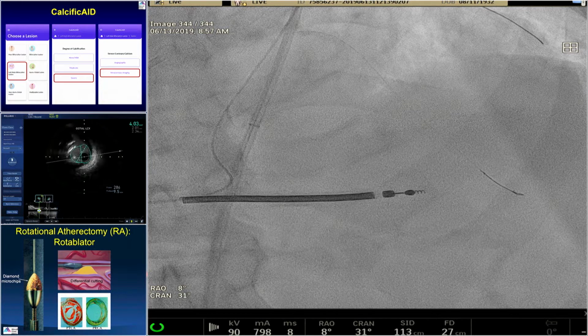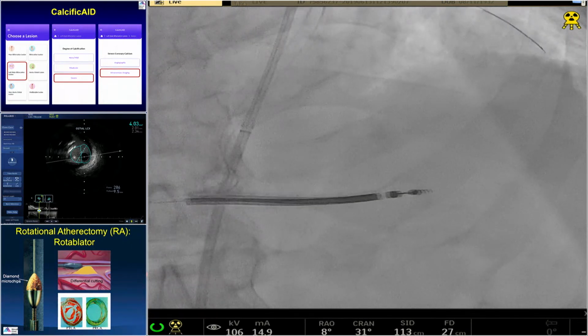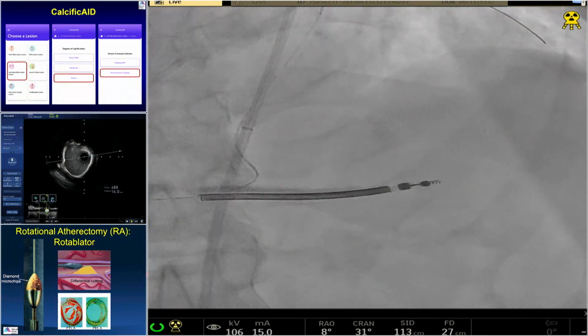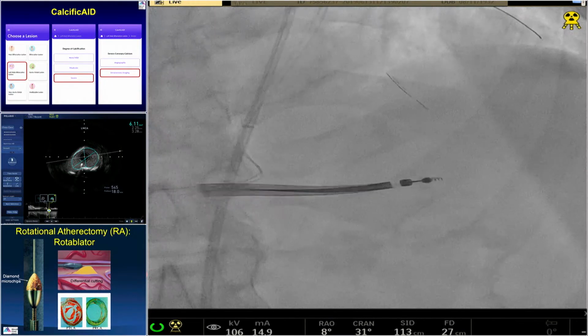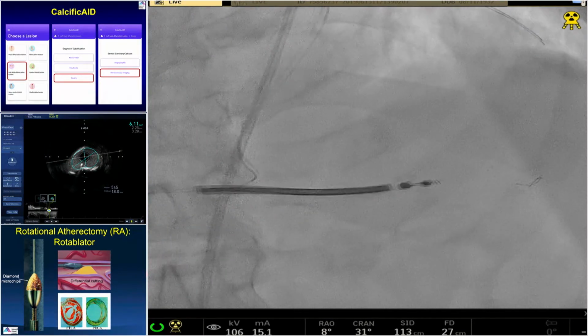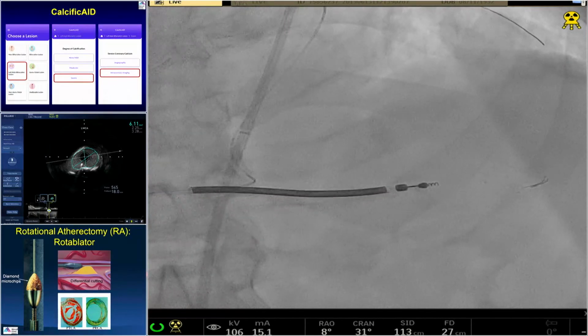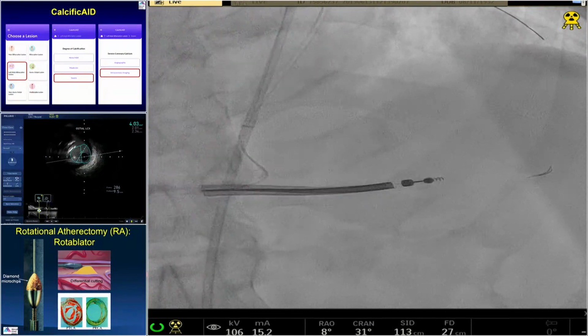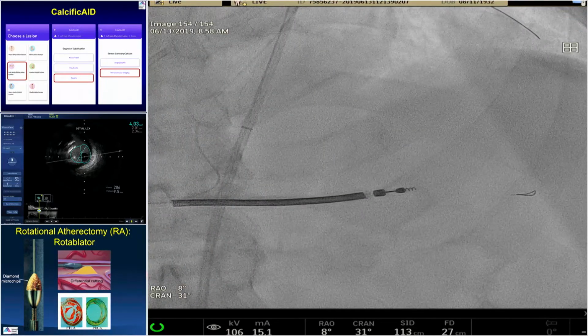Dr. Kinney, why did you decide on rotational atherectomy here? Going through the angiographic calcification algorithm, if there is severe angiographic calcium, there's no need to do intravascular ultrasound. But if you're not sure, you can always confirm with imaging.